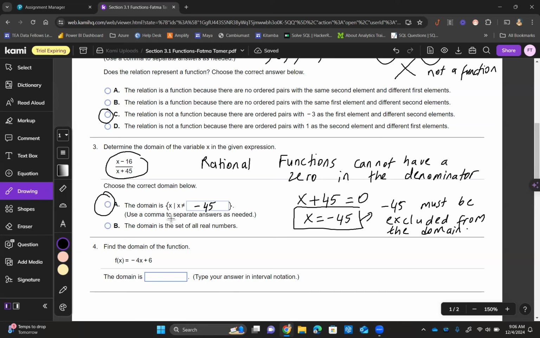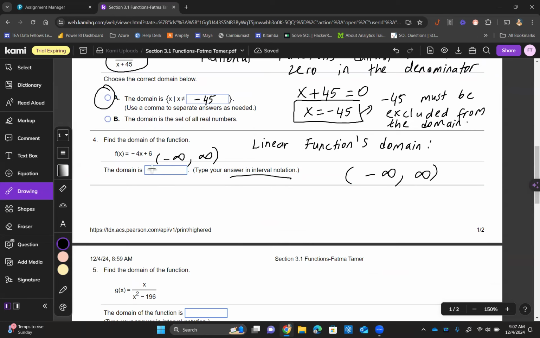For question 4, now we have a linear equation and we want to find the domain for a linear equation. For any linear function, they don't exclude any numbers from their domain. Their domain is always all real numbers, which we can say is any number from negative infinity to positive infinity. They do not exclude any numbers. So type your answer in interval notation. We're going to tell them that for all linear functions, the domain is from negative infinity to positive infinity, nothing to exclude. They get along with any number in the number system.